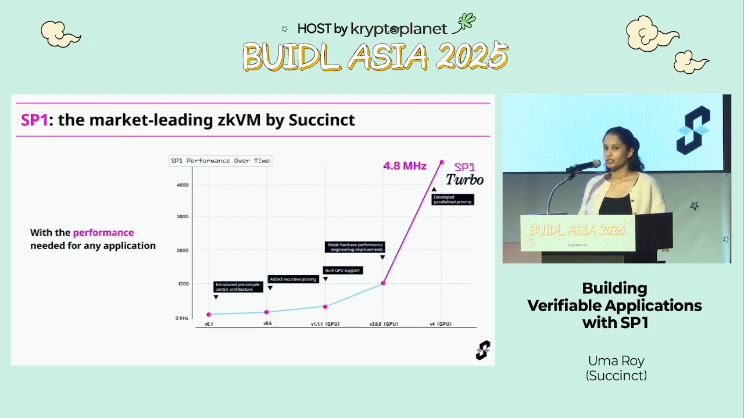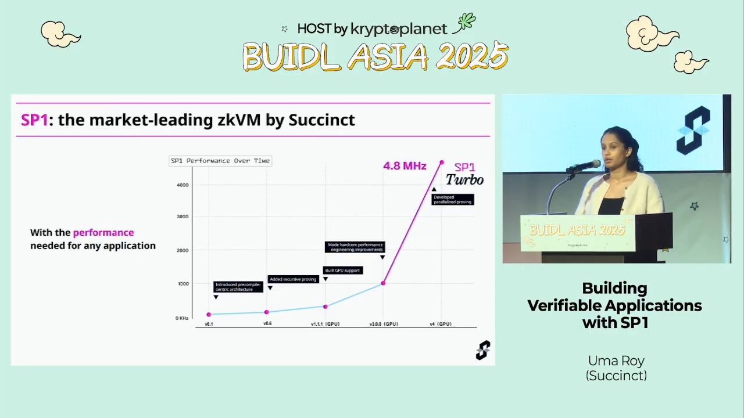SP1 is also pretty special, not only for making ZK much easier, but also making ZK a lot faster and more performant. This chart shows SP1's performance from when we launched it around a year ago to now. You can see since then, we've improved its performance by between 20 to 50x, depending on how you measure it. That's thanks to better algorithms and better cryptography, better GPU utilization, a bunch of engineering, and a lot of hard work on our team.